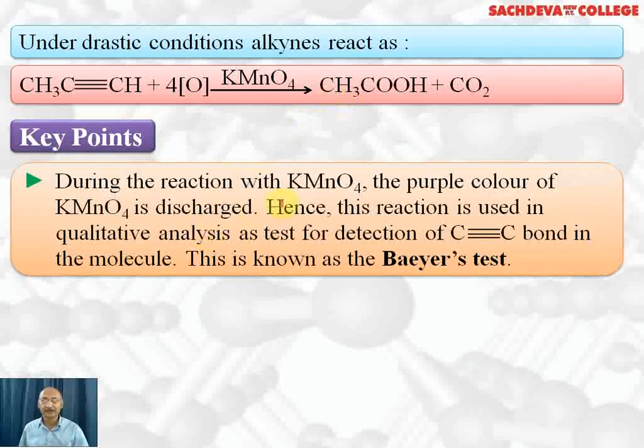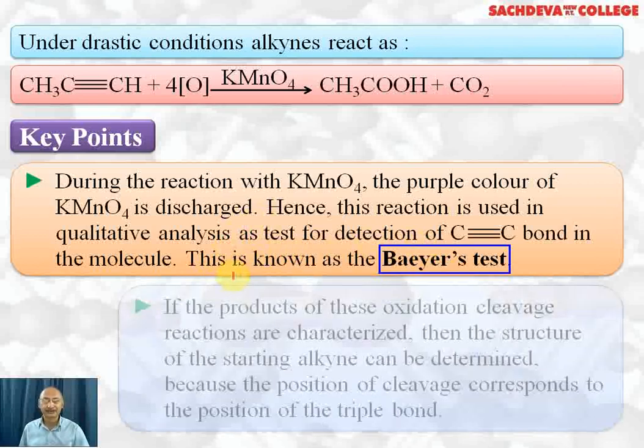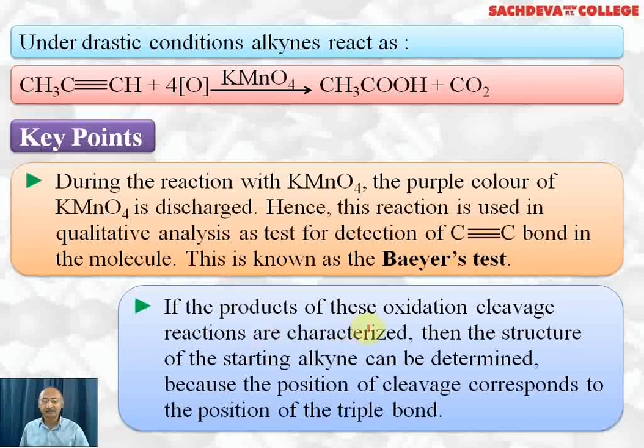During the reaction with KMnO4, the purple color of KMnO4 is discharged. That is, it becomes colorless. Hence, this reaction is used in qualitative analysis as a test for detection of carbon-carbon multiple bonds in the molecule. This is called Baeyer's reagent test. If the products of these oxidation cleavage reactions are characterized or studied, the structure of the starting alkynes can be determined.